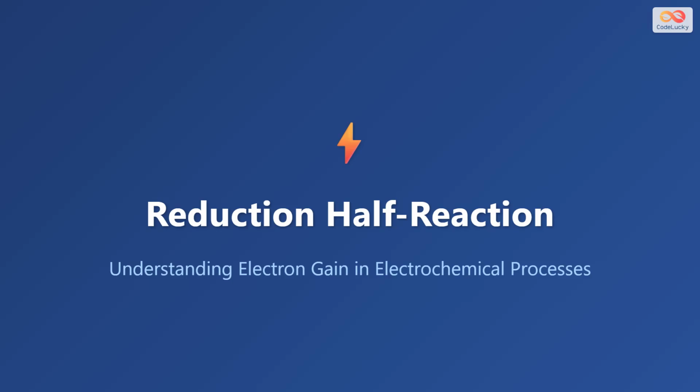Welcome to this lesson on reduction half-reactions. In electrochemistry, understanding how electrons move between chemical species is fundamental. Today, we'll explore the concept of reduction, which is one of the two key processes in redox reactions. By the end of this lesson, you'll be able to identify and write reduction half-reactions with confidence.